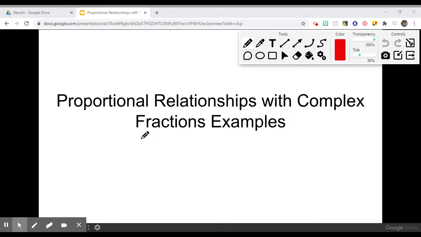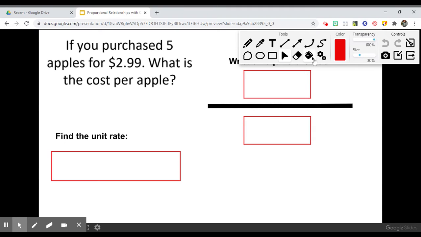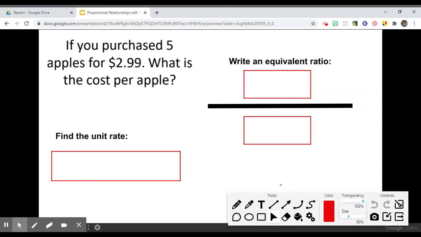Okay, in this video, we're going to go over proportional relationships with complex fractions examples. For my very first one, I'm going to move this out of the way some. I have: if you purchase 5 apples for $2.99, what is the cost per apple?